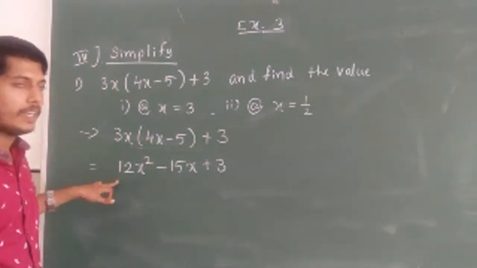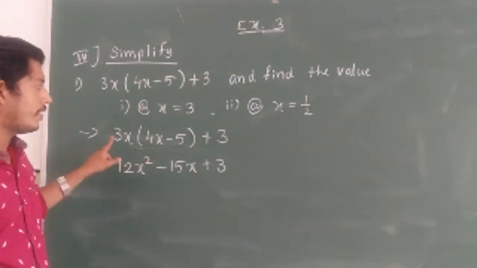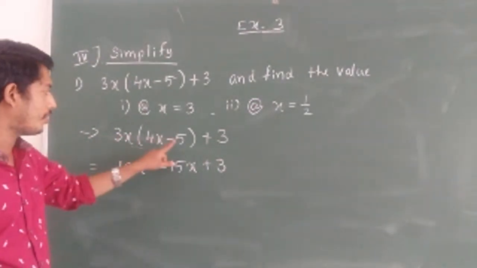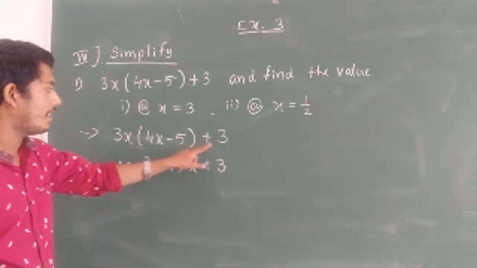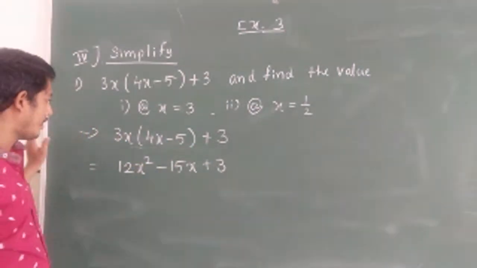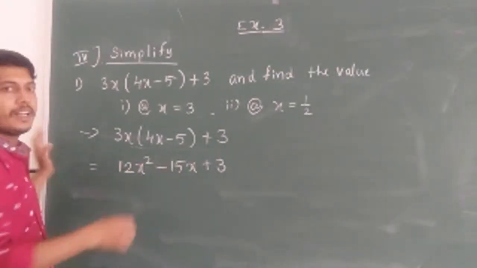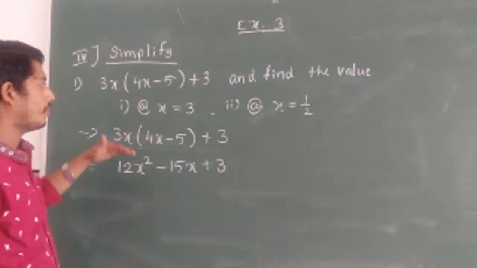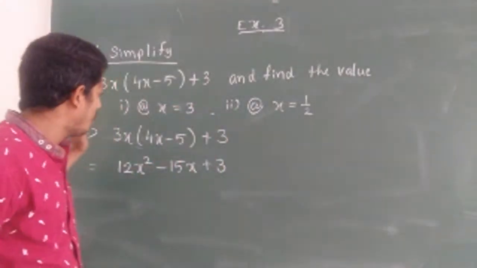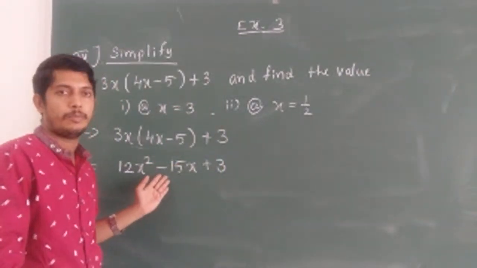3 4s are 12, x into x is x square, plus into minus is minus, 3 5s are 15 into x, then plus 3 as it is. Now here the terms are unlike terms. So here the multiplication process got over. Now the addition and subtraction process came.